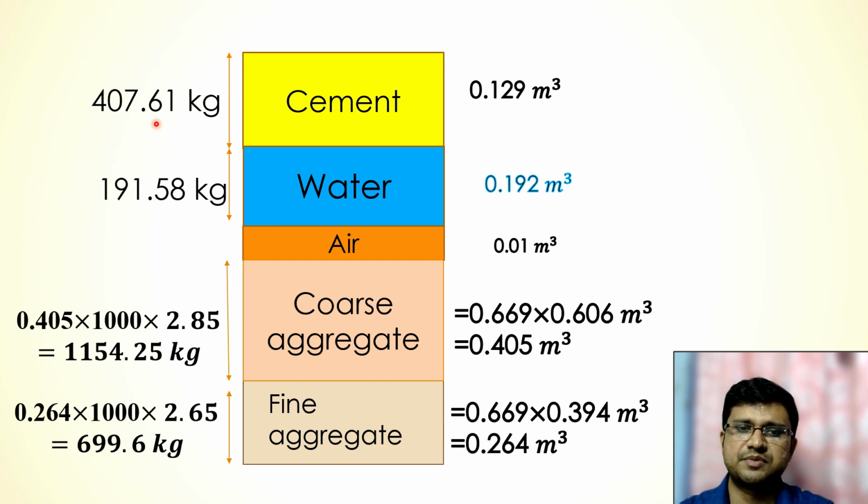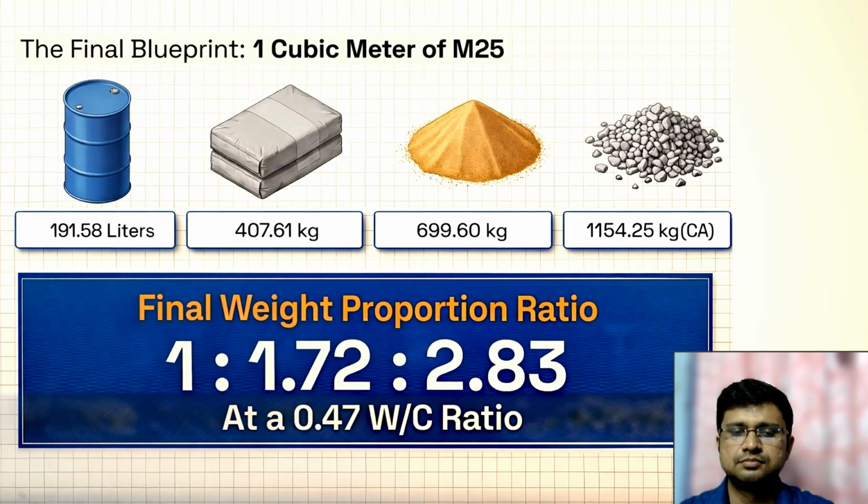So, what is the weight of cement? Weight of cement is 407.61 kg. Weight of water is 191.58 kg. Weight of coarse aggregate is 1154.25 kg. And weight of fine aggregate is 699.6 kg. The weight of water is 191.58 kg because for water we know 1 kg equals 1 liter. The weight of cement is 407.61 kg, the weight of fine aggregate is 699.6 kg, and the weight of coarse aggregate is 1154.25 kg, all for 1 meter cube of concrete.